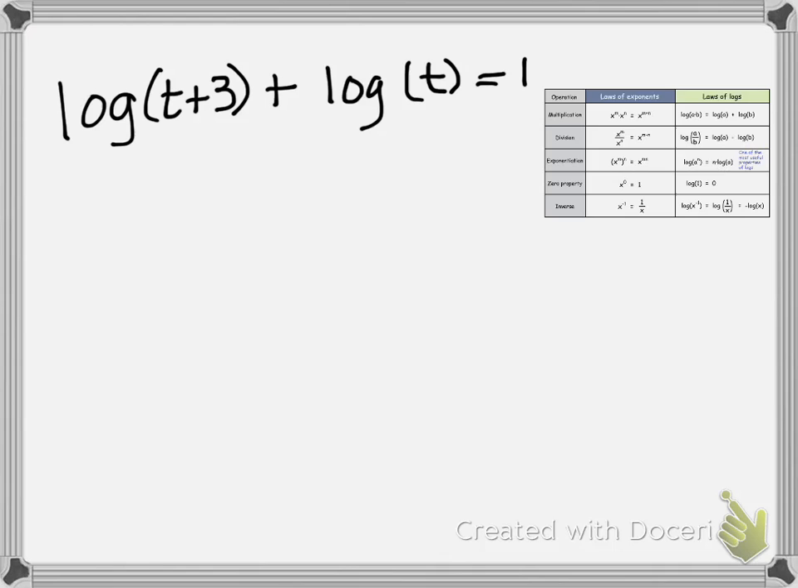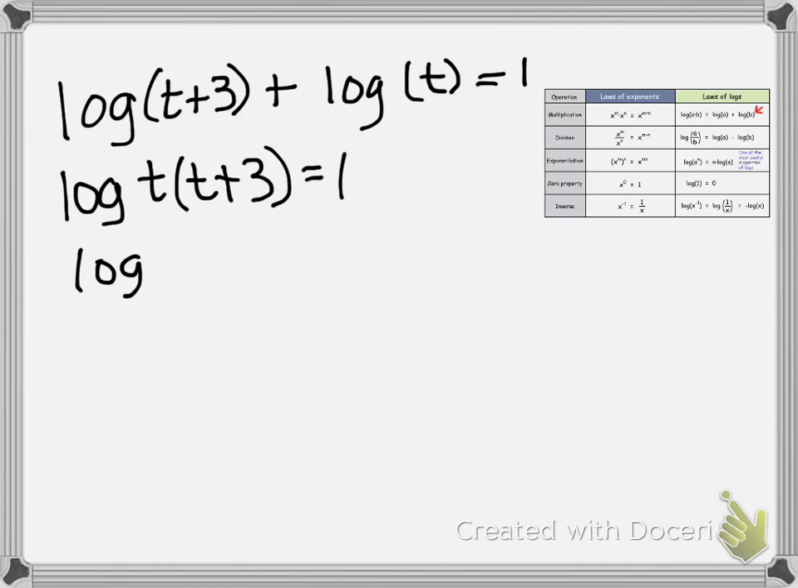And this next problem, I see that same property again. Same one, must be a favorite. Again, if we see addition, that means we're going to multiply. So I'm going to rewrite that as the log base 10 of t multiplied by t plus 3 is equal to 1. So now I'm going to distribute the t. So I have log of t squared plus 3t.